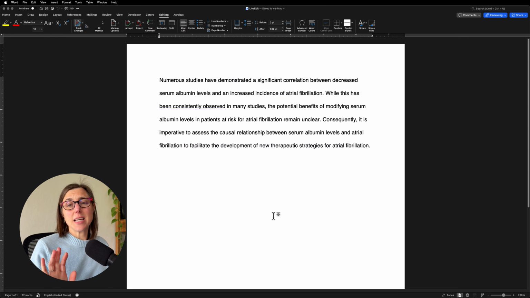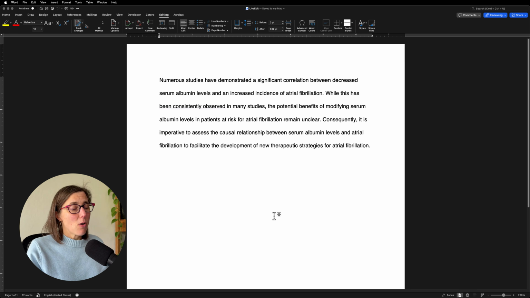So here is the sample that we looked at with EditGPT last week. And so I'm going to read it again, so bear with me. Numerous studies have demonstrated a significant correlation between decreased serum albumin levels and an increased incidence of atrial fibrillation. While this has been consistently observed in many studies, the potential benefits of modifying serum albumin levels in patients at risk for atrial fibrillation remain unclear. Consequently, it is imperative to assess the causal relationship between serum albumin levels and atrial fibrillation to facilitate the development of new therapeutic strategies for atrial fibrillation.